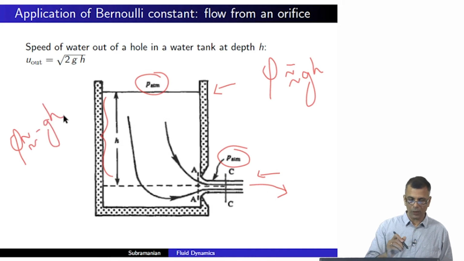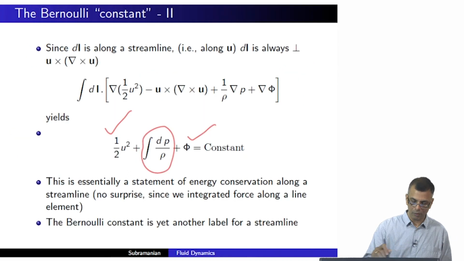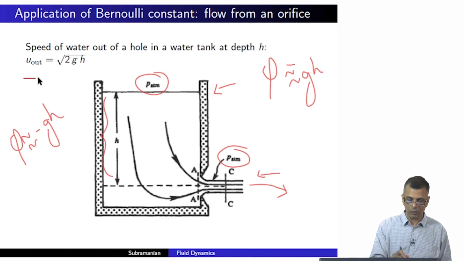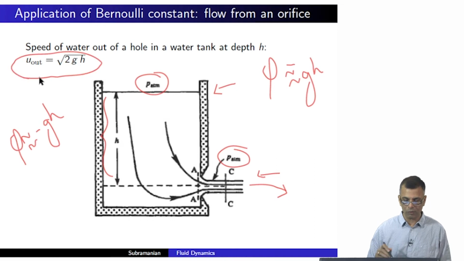Okay, so if you plug this in here, phi is minus gh, you can immediately see that you get half u squared is equal to gh, and therefore u squared is equal to, u out is equal to square root of 2gh.